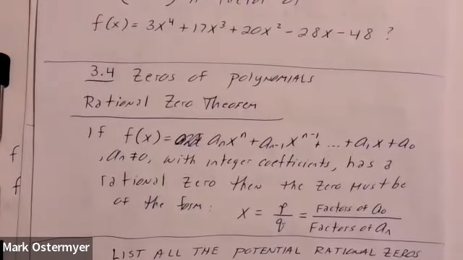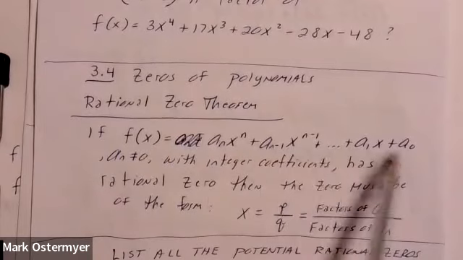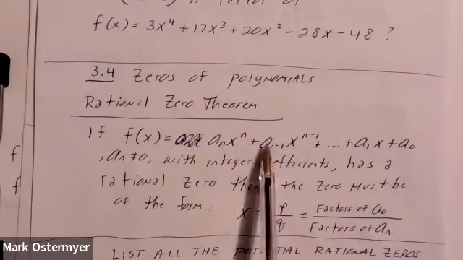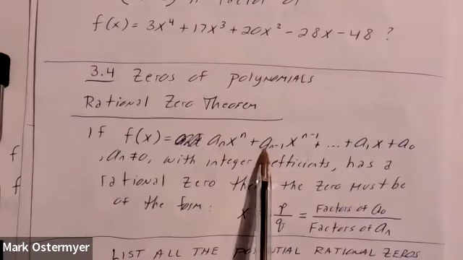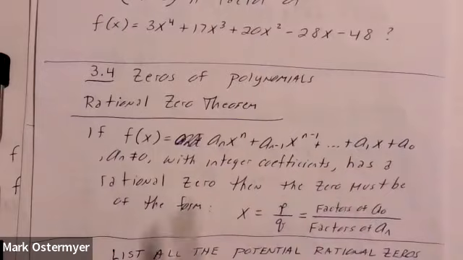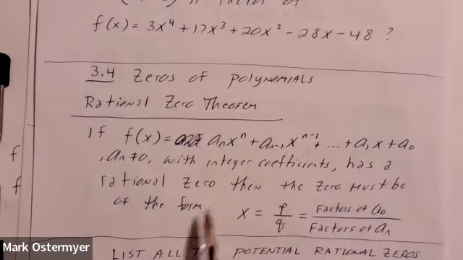And this is what the theorem says. It says if f of x is a polynomial function, an nth degree polynomial function with integer coefficients, that means all these coefficients a have to be integers. They cannot be decimals or fractions. They have to be integers.